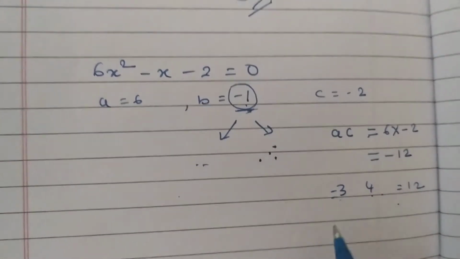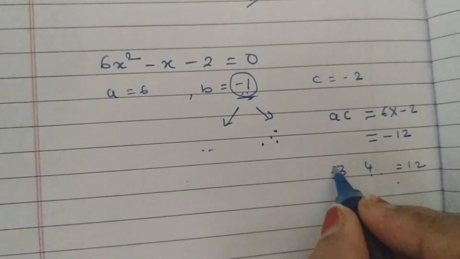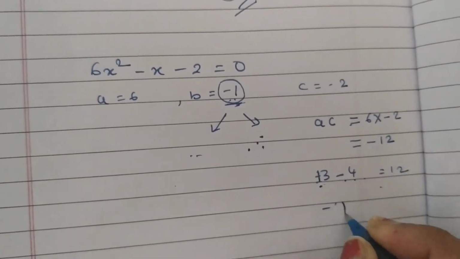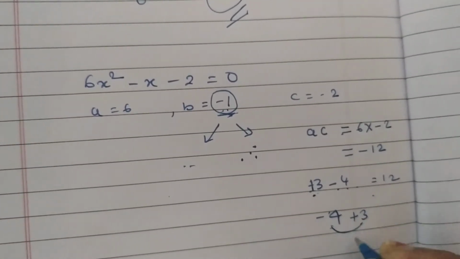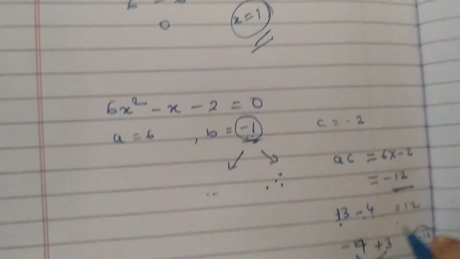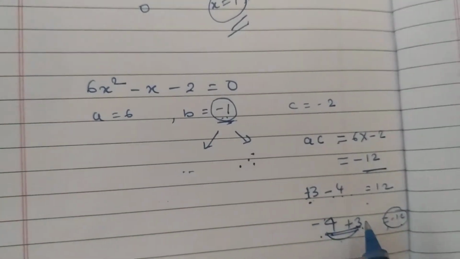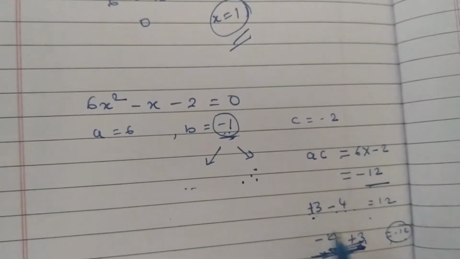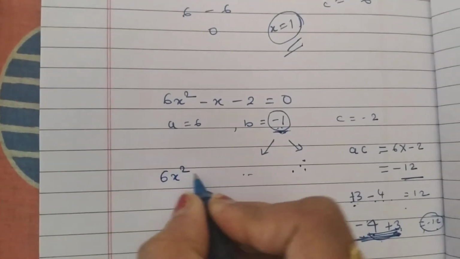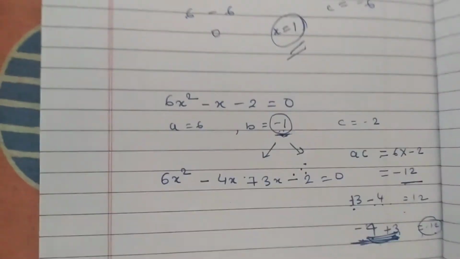If we take 3 as negative, then 4 minus 3 gives plus 1. But we need minus 1. That means 3 is positive and 4 is negative. So minus 4 plus 3. 3 into minus 4 is minus 12, so you get the product as minus 12. And when we add them, minus 4 plus 3, you get minus 1. In this manner you can factorize: 6x square minus 4x plus 3x minus 2 equals 0.